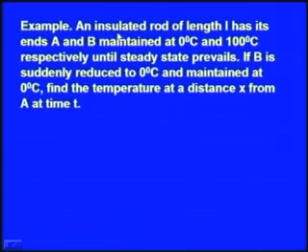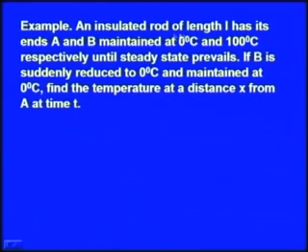Let us take an example on this problem on this article. An insulated rod of length L has its ends A and B maintained at 0 degree centigrade and 100 degree centigrade respectively until steady state conditions prevail. If B is suddenly reduced to 0 degree centigrade and maintained at 0 degree centigrade, find the temperature at a distance x from A at time t.